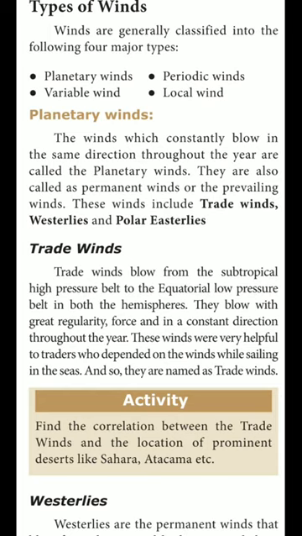Trade wind blows from the subtropical high pressure belt to the equatorial low pressure belt in both the hemispheres, both in the northern hemisphere and the southern hemisphere. From subtropical high pressure belt to the equatorial low pressure belt, it was blowing. So, it is considered as a trade wind. Okay. Next, they blow with great regularity, force and in a constant direction throughout the year. So, this trade wind also will blow constant throughout the year.